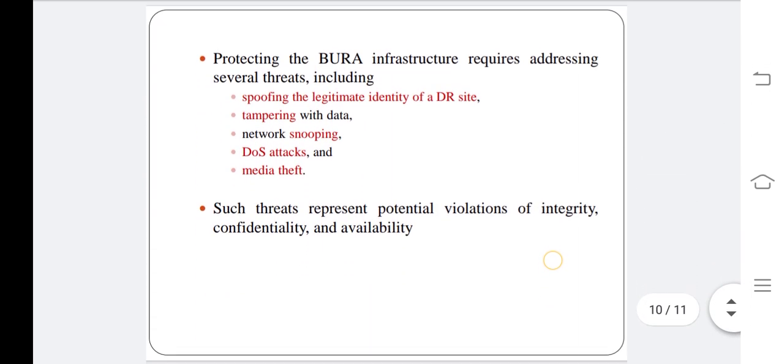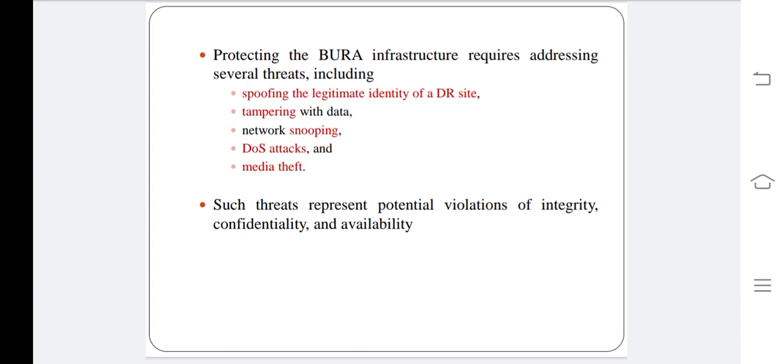Protecting the backup infrastructure requires addressing several threats including spoofing the legitimate identity of a disaster recovery site, tampering with data, network snooping, denial of service attacks, and media theft. Such threats represent potential violations of integrity, confidentiality, and availability.